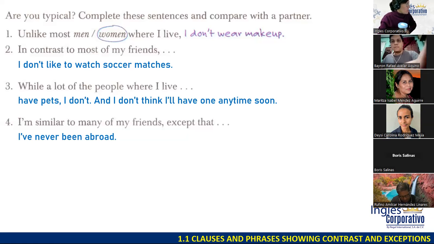Vamos a ver dónde está el timer aquí, permítanme. Timer. Ay, no, perdón, que esta no es mi computadora. Me siento extraña en esta computadora.